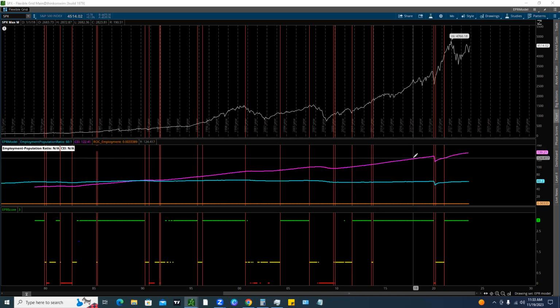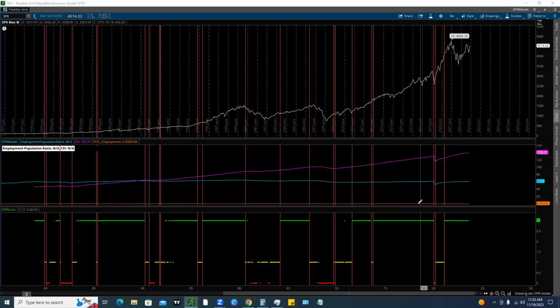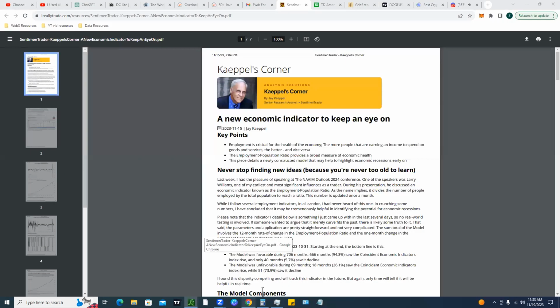So you have the employment population ratio in blue. Then you have the coincident economic indicator index. And then you've basically got the rate of change in employment here in orange. But the main thing you really want to pay attention to is going to be these lines down here, the green, yellow, and red.